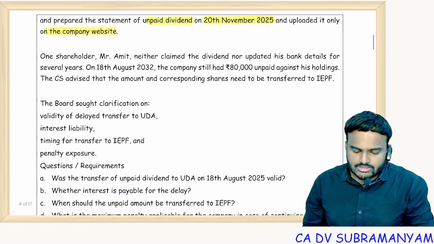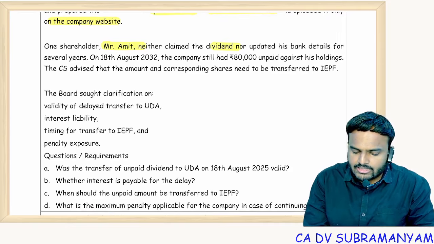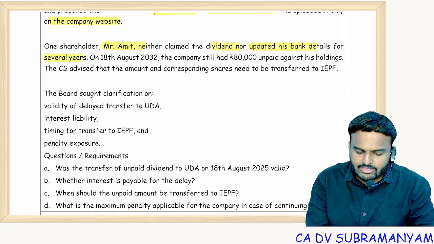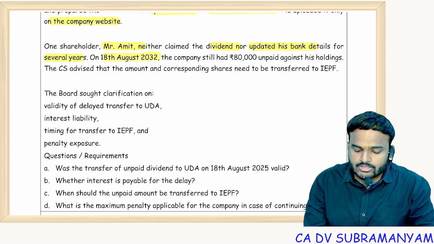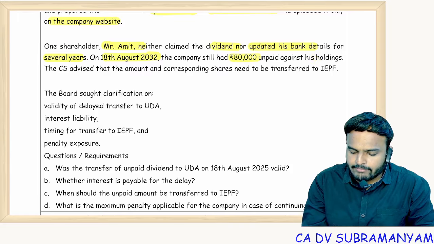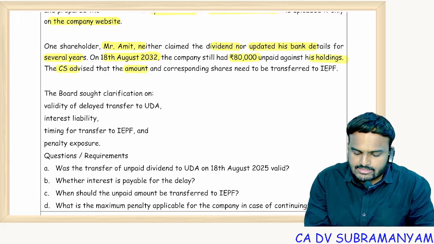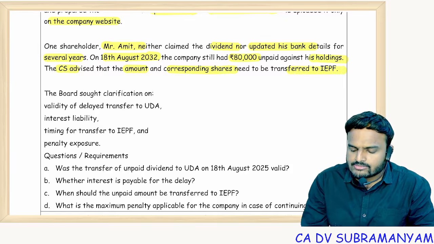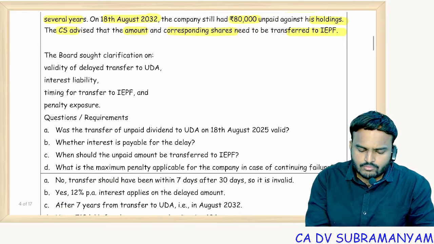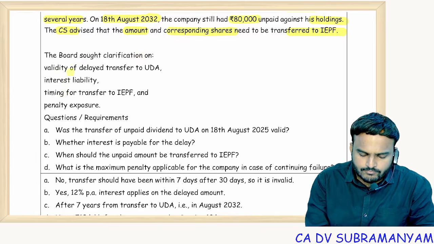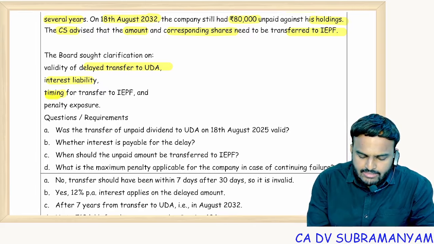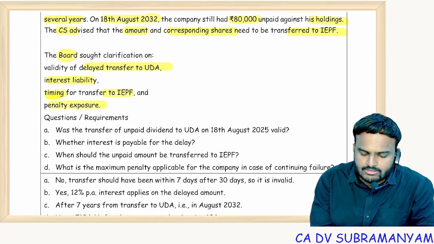One shareholder, Mr. Amit, neither claimed the dividend nor updated his bank details for several years. On 18th August 2032, that is after 7 years, the company still had rupees 80,000 unpaid against his holdings. The CS advised that the amount and corresponding shares need to be transferred to IEPF. Now the board sought clarification on a few points: validity of delayed transfer to unpaid dividend, what would be the interest liability, what is the timing for transfer to IEPF, and any penalty exposure. So the board is having these doubts.